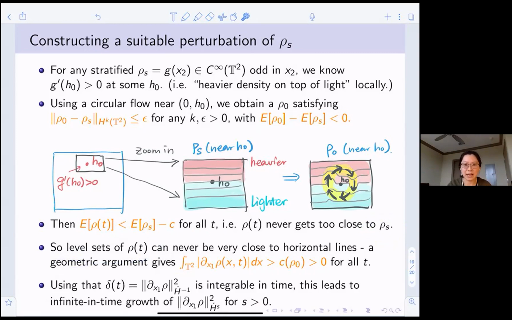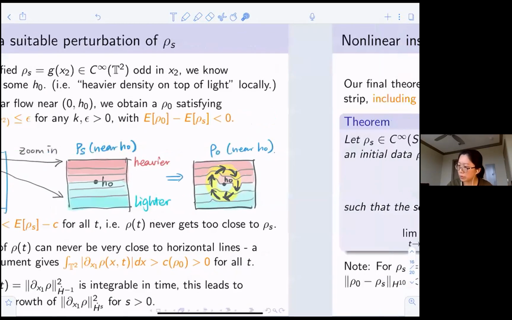Which means that the integral of this derivative will have an L1 norm that will be uniformly bounded below in time. And therefore, if the H-1 norm of this quantity is integrable, which means that it becomes small in the average sense as time goes to infinity, then we can show that its H^s norm, the derivative, will have to be growing to infinity for all the s bigger than 0. So that is the instability in the torus.